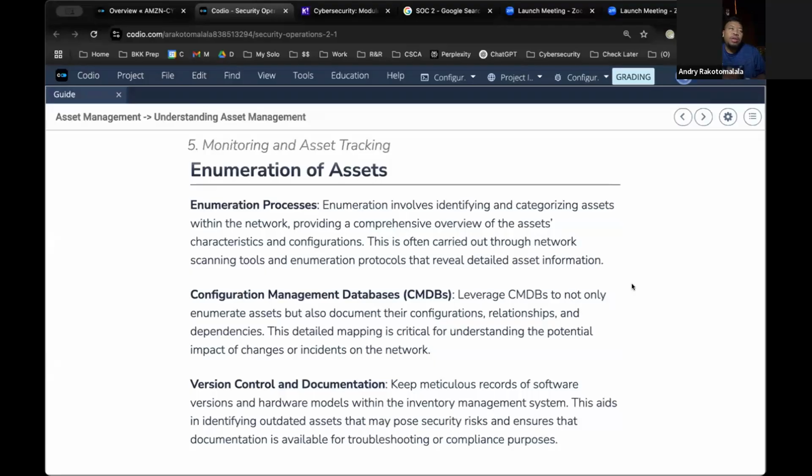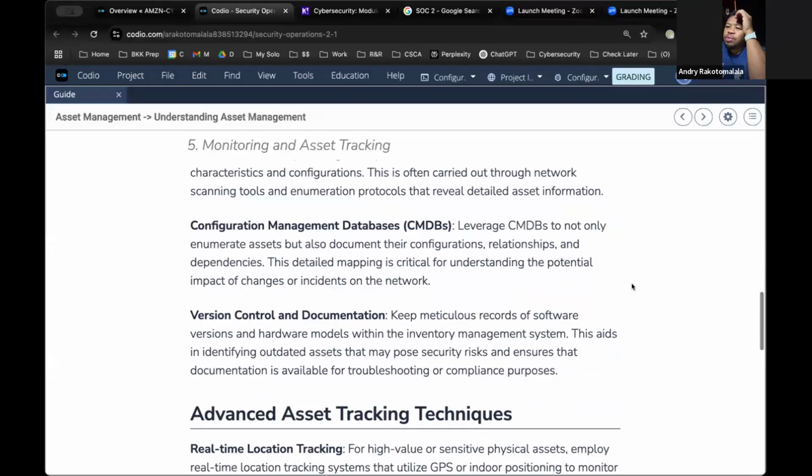Now, this can typically be done with a scanning tool such as Nmap. It essentially looks at all the services and tools that are available on the network, or uses enumeration protocols, right? Then there's something called a CMDB, which stands for Configuration Management Database. What this does is it essentially does enumeration, but it also documents all the configurations, and maybe any other services or systems that are tied to that specific service. I like to think of it as a really big map for understanding all of the services and networks that are available.